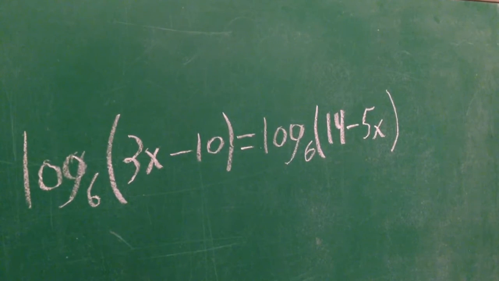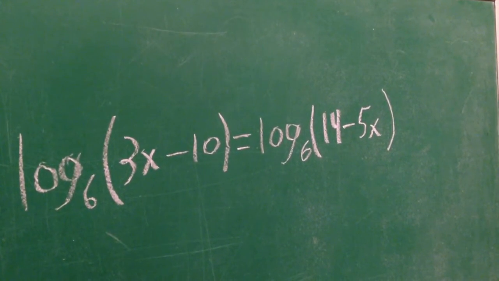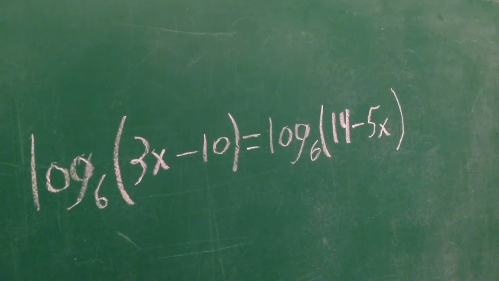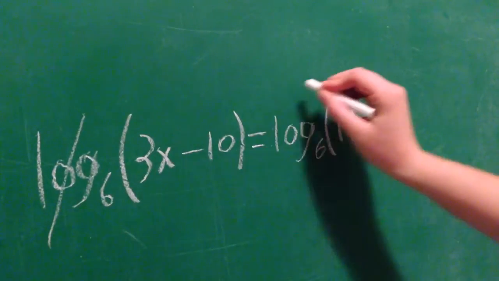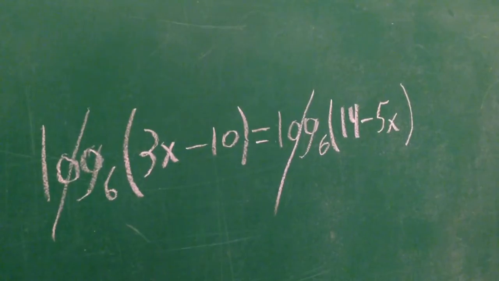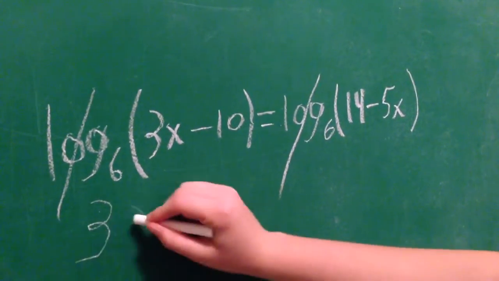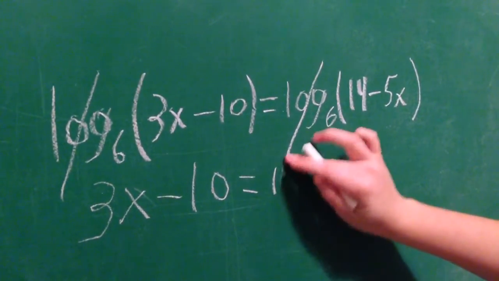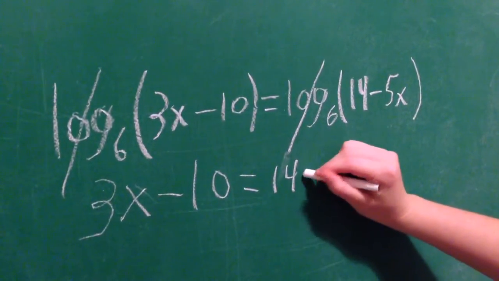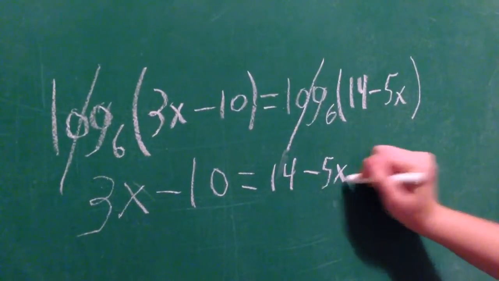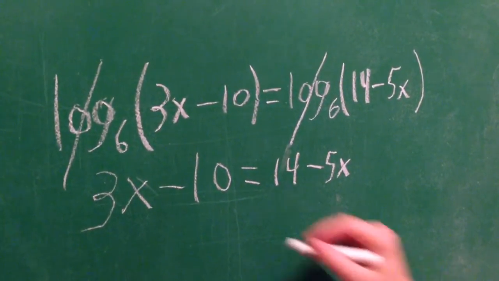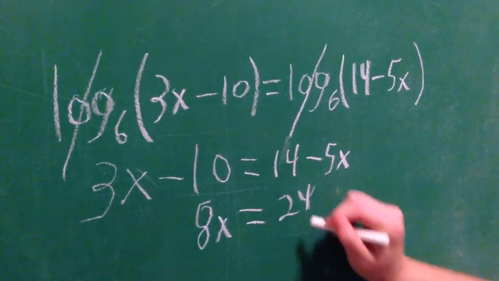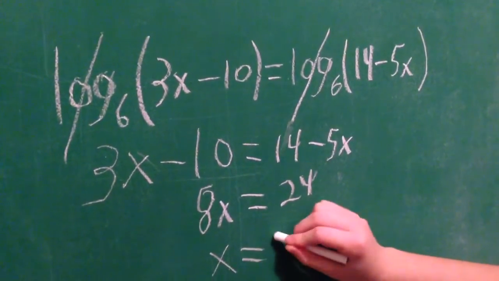So let's look at this problem. Log base 6 of (3x - 10) equal to log base 6 of (14 - 5x). Like I said, these logs both have base 6, so they're equal. That means you can just cross them out and just solve as normal. Now remember guys, you combine like terms. So you get 8x equal to 24, and then your answer will also be 3.